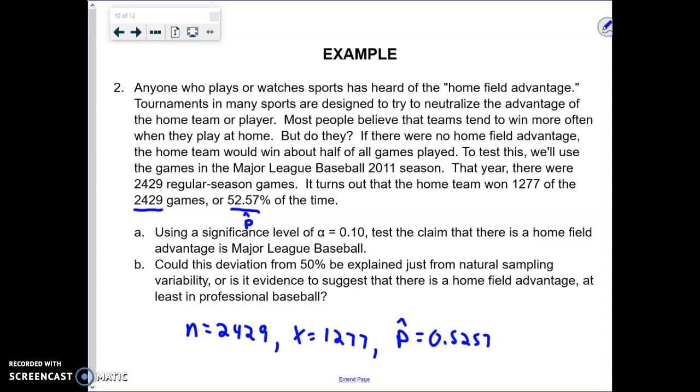Now, I'm going to print a blank slide to do that. So let's start with A and B.